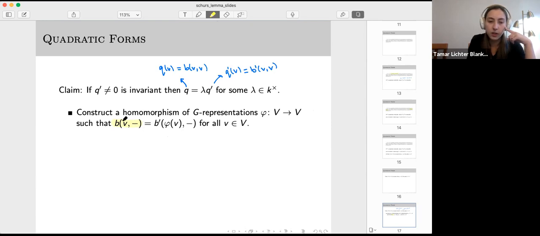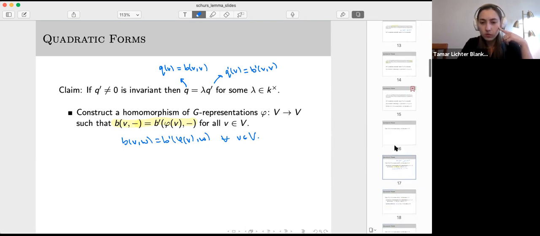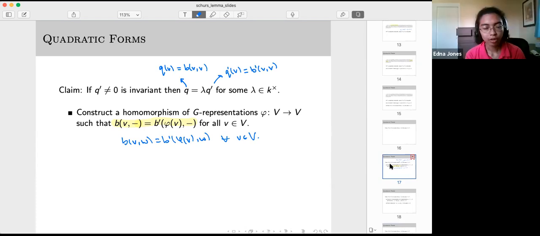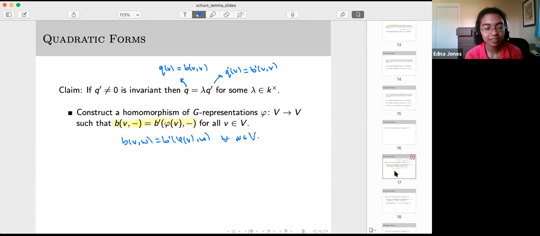Or I guess I don't want to say the functions, right? This means that b v w equals b prime phi of v w for all v and w. Does that make sense? So for all w and v, yeah. Okay, thanks.